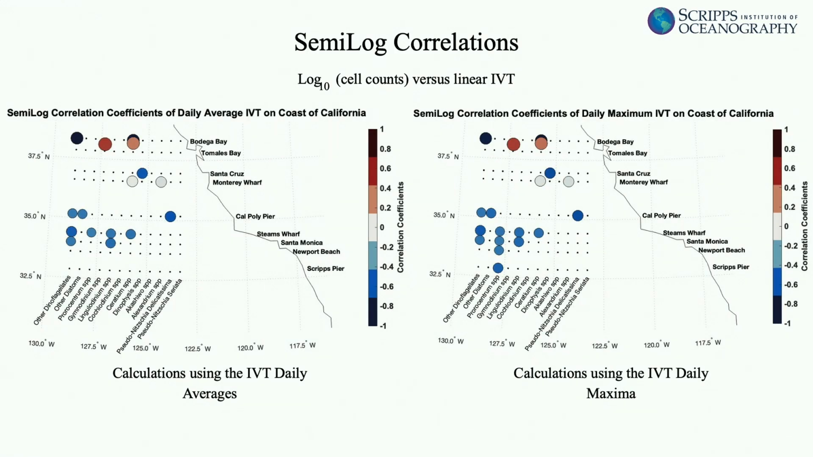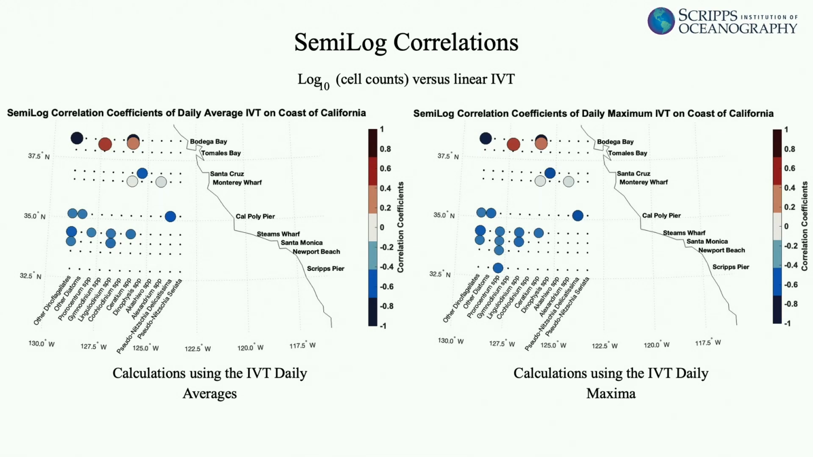So now, as I mentioned earlier, I found the correlation coefficient between the harmful algal bloom forming phytoplankton taxa abundance with both the IVT daily averages, which the results are shown here on the left, and the IVT daily maxima. Also, as I mentioned earlier, I did this as 3 different analyses. All of these analyses yielded very similar patterns, and the semi-log had the most significant correlation, so I'm showing that one for simplicity.